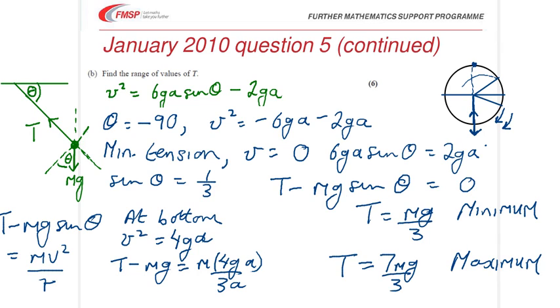So that's what was involved in this part of the question. The minimum value of the tension was as it got to the top of its circular arc, and that's when V was instantaneously 0, and the maximum tension was at the bottom. The marks for this.